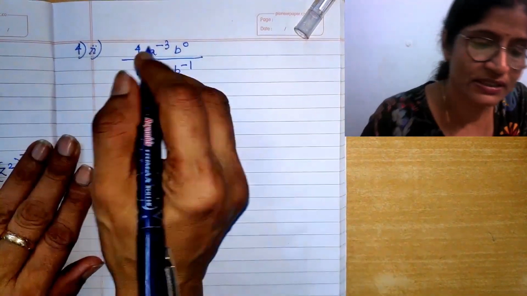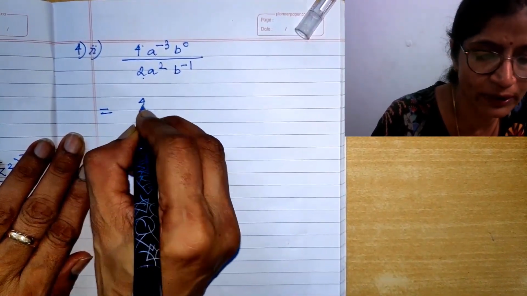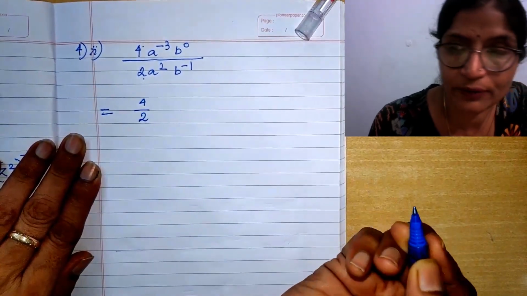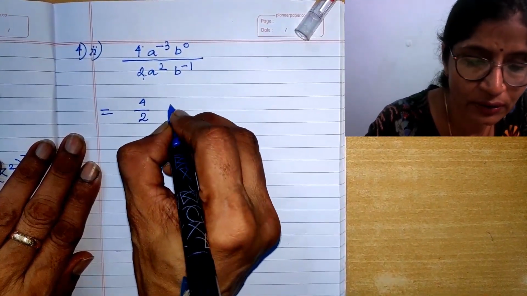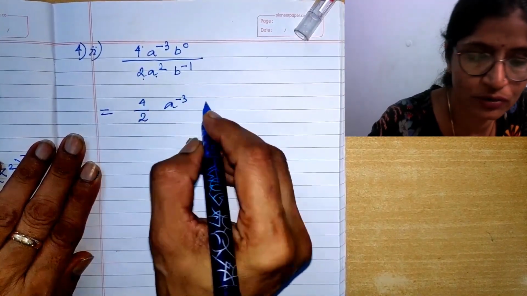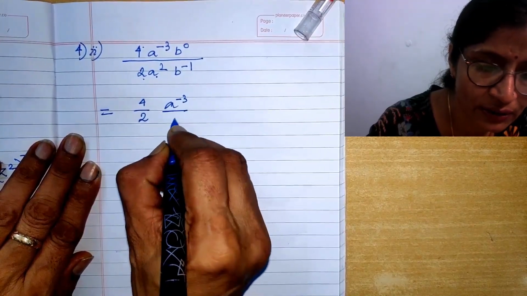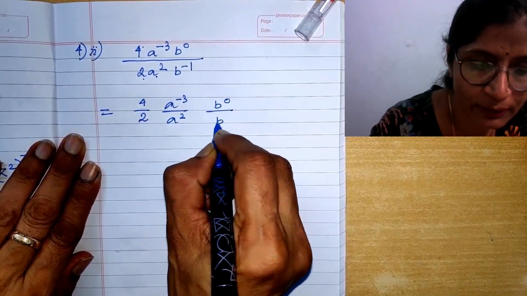Okay, simplify. So it is equal to 4 by number, it is 4 by 2. So 4 by 2 is equal to 2. Okay, we'll do it later on. So a to the power minus 3 divided by a square. So powers, that is a square, you can write it separately, b to the power 0, b to the power minus 1.